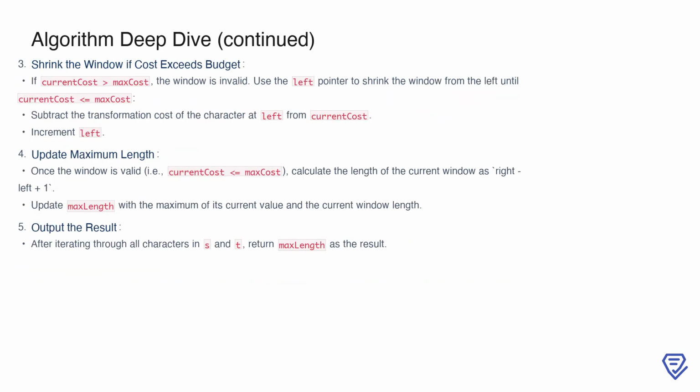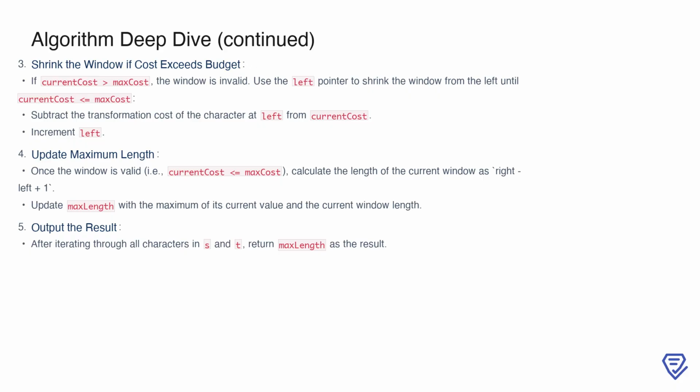If the current cost exceeds the given budget, max cost, the window becomes invalid. To fix this, we use the left pointer to shrink the window from the start, subtracting the transformation cost of the character at left from current cost and moving left forward.